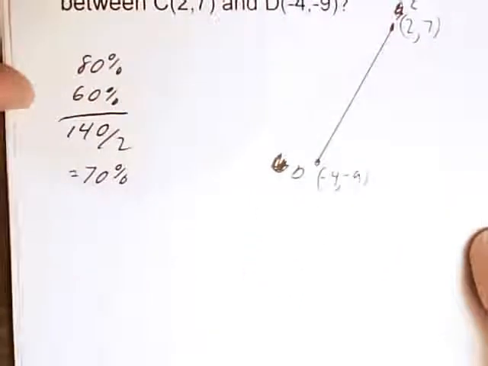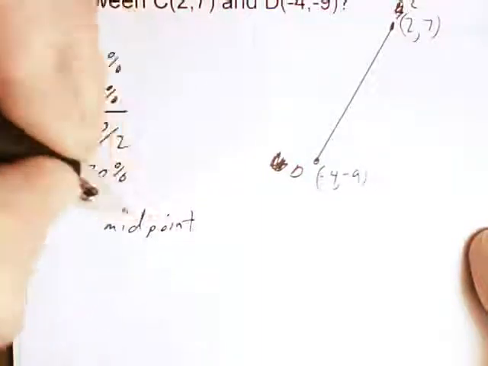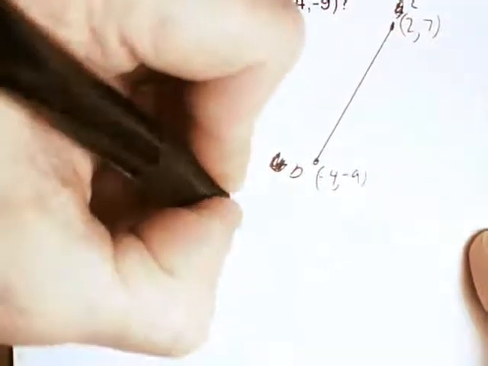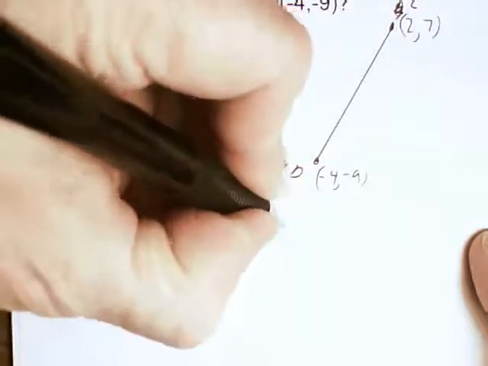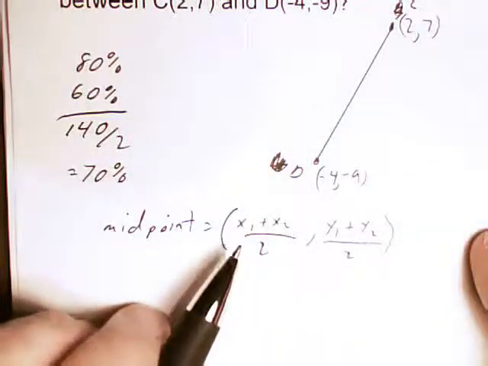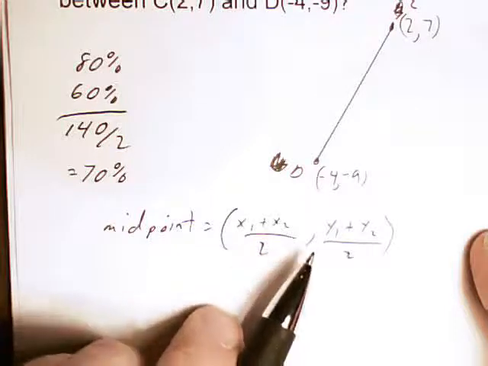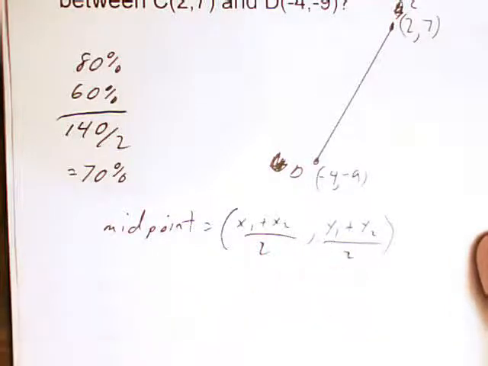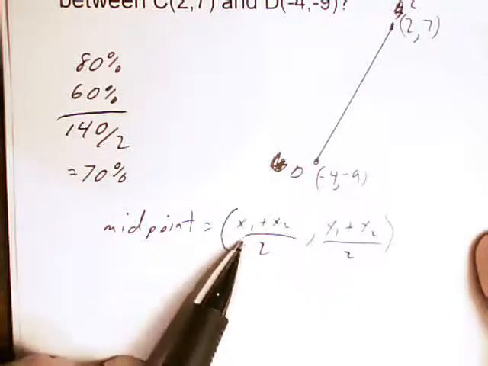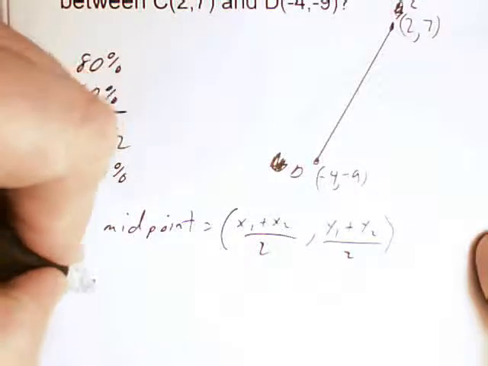Let's look at the formula. So the midpoint is (x1 plus x2) divided by 2, comma, (y1 plus y2) divided by 2. You're finding the average of the x values and the average of the y values. So now let's just plug in the points.